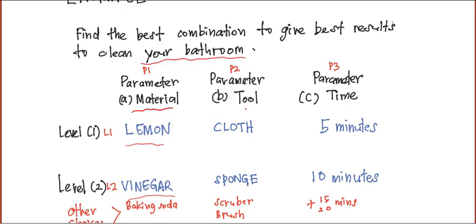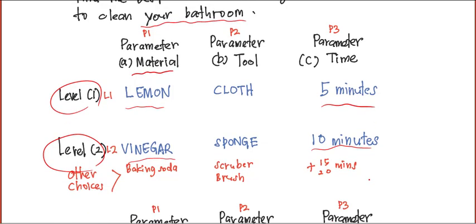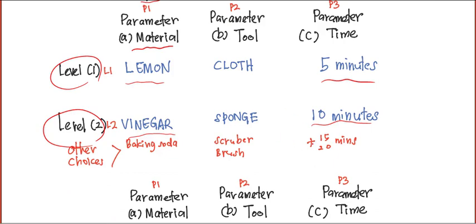Parameter 2 is the tool which can be used for this cleaning process. It can be cloth, it can be sponge. And the third parameter is the time, the duration of this cleaning, for which we select two different durations as our two levels of these parameters: 5 minutes and 10 minutes. It can have other levels, as you can see here, for example 15, 20 minutes and so on. And for the tools we can have other levels as well.